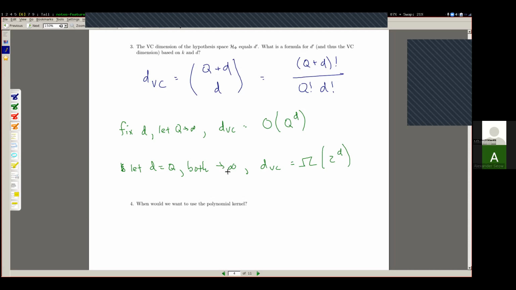What do I mean that it's horrendous? If you plug in really small values, like Q and D both equal to 5, a seemingly smallish data set, then this value over here is going to be something like 10,000. And if you go up to 10, then this value is going to be in the billions. This is our VC dimension, and the number of data points that we need is proportional to the VC dimension. And so if our VC dimension is in the billions, then we need billions of data points.